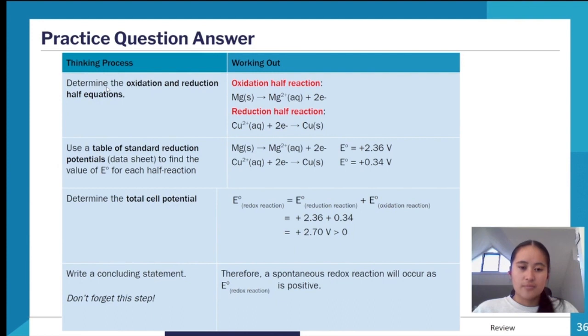At the end, you should always write a concluding statement, especially since the question was a worded question. Like in maths, if it's a worded question, it's best to give a worded statement at the end, not just numbers. Same thing with chemistry, you should always have a little concluding statement to make it very clear that you think it will be spontaneous because the potential is positive. So add that in where you can.